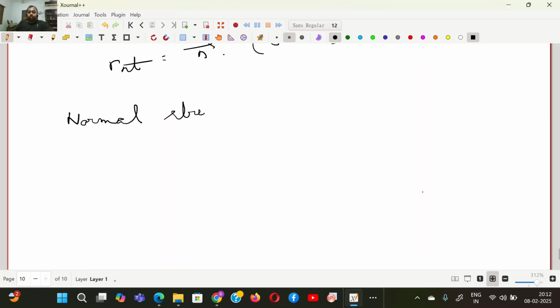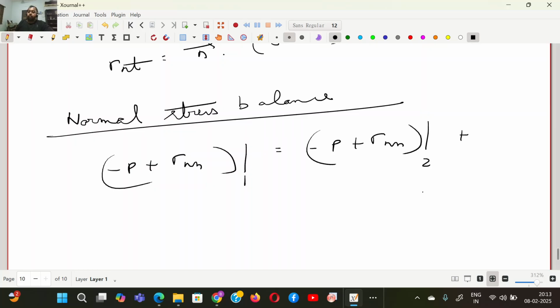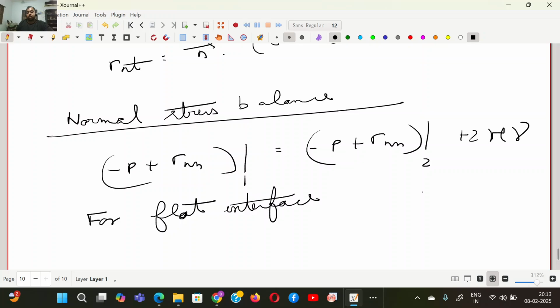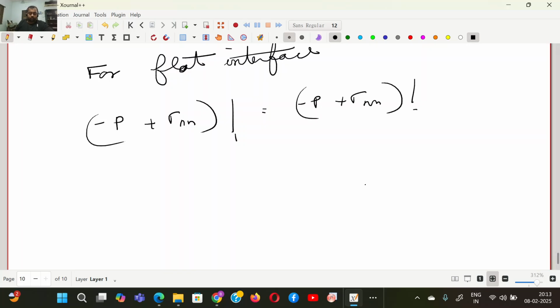So normal stress balance is minus P plus tau nn 1 equal to minus P plus tau nn 2 plus 2H gamma. So if curvature is zero, that is for a flat interface, minus P plus tau nn 1 is equal to minus P plus tau nn 2.